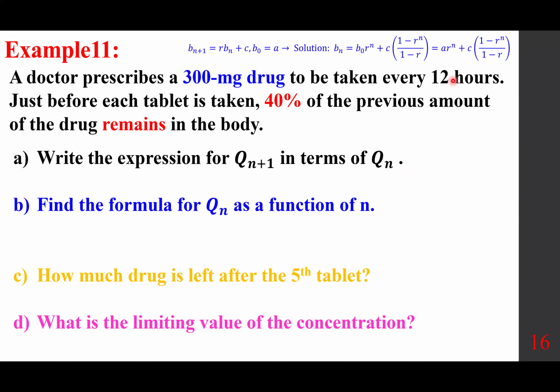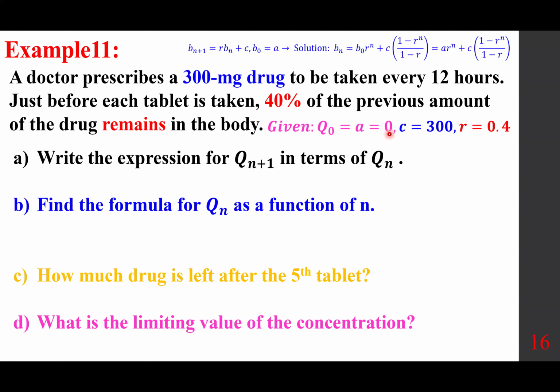So 300 milligrams is the amount, the constant, or lowercase c. 40% is what remains, that is R, or just 0.4. Now, B sub 0 equals A. We're going to say Q sub 0 equals A is 0, because in the case of patients, this is always 0 unless otherwise mentioned.